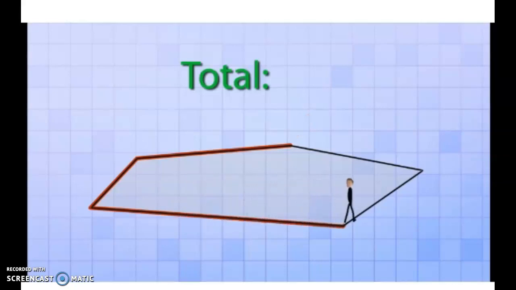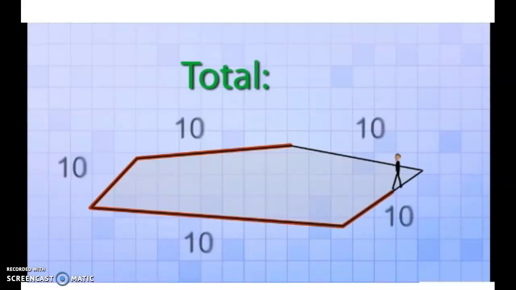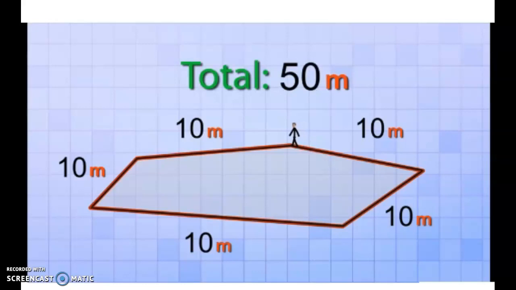In this case, if the length of each side of the polygon was 10 meters, the total length you would travel along all 5 sides would add up to 50 meters.